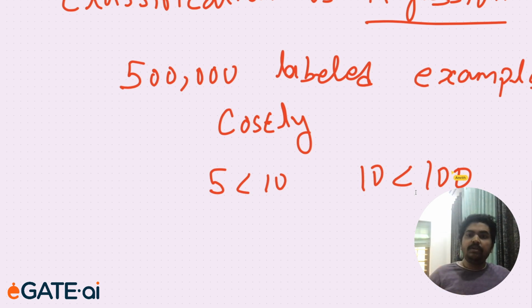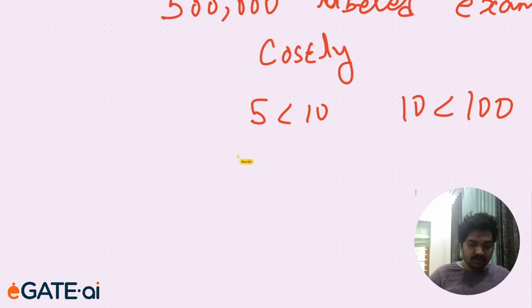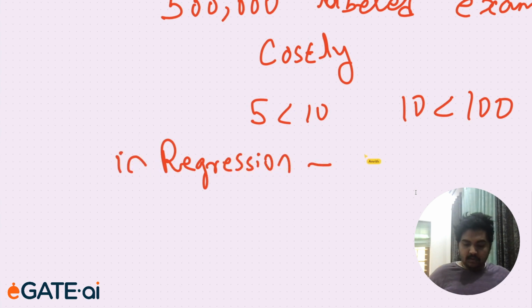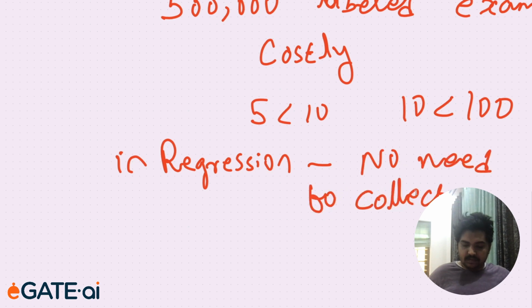Hence, I do not need to collect labeled instances per rank. So in regression, there is no need to collect data per label. Overall, regression makes sense here. I can achieve similar performance with lesser effort using regression, and hence I will go for it.